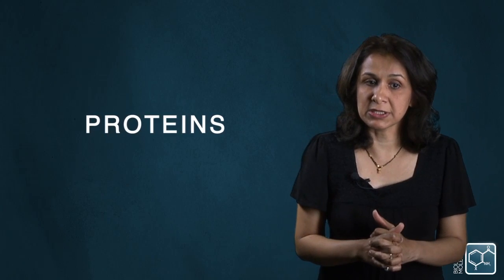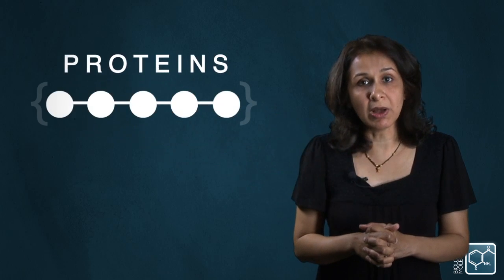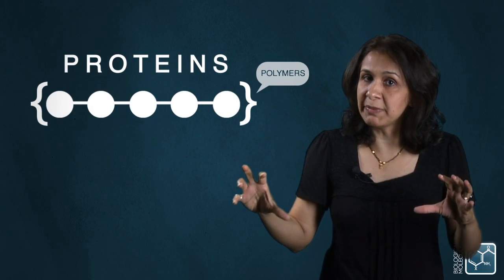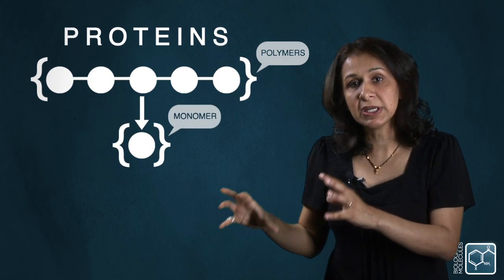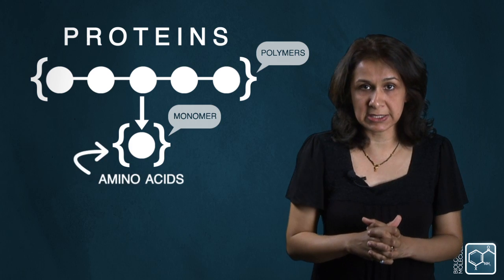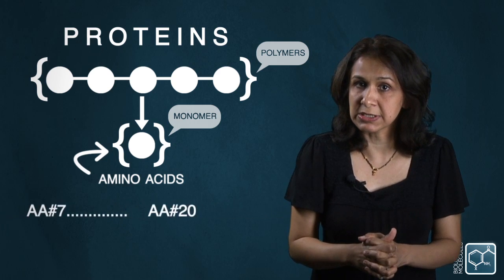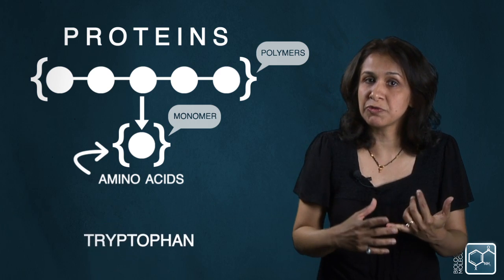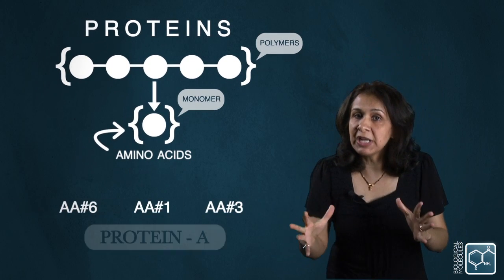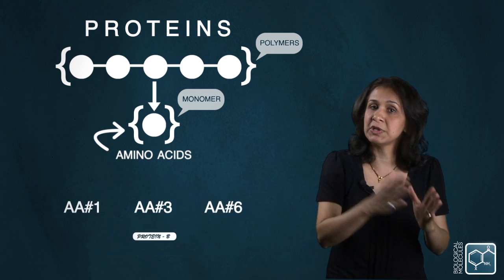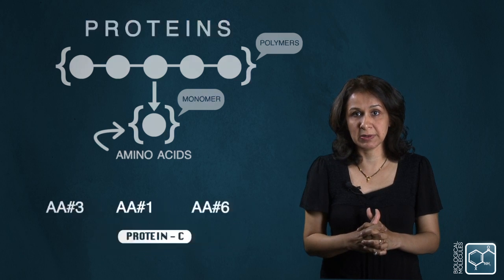Moving on to proteins. Proteins exist in cells as long chains called polymers. And these polymers are made up of individual components referred to as monomers. And these monomers in proteins are amino acids. There are 20 different types of amino acids that make up proteins. For example, you may have heard of tryptophan or glutamine. These are types of amino acids. And different combinations of these amino acids make for different types of proteins with unique shapes and unique functions.